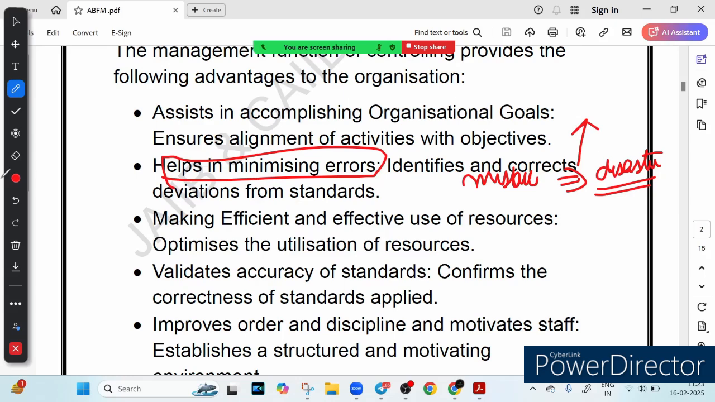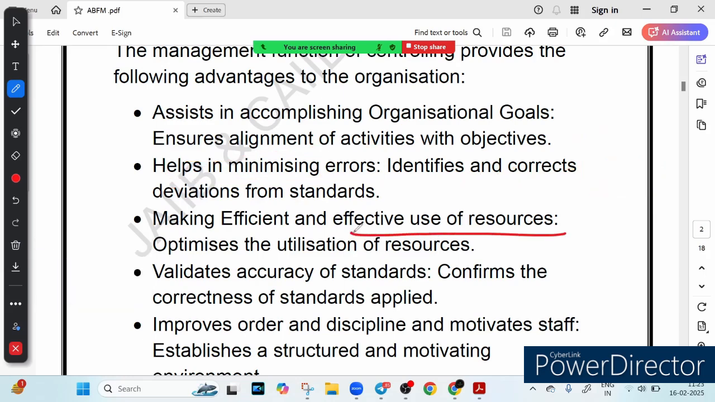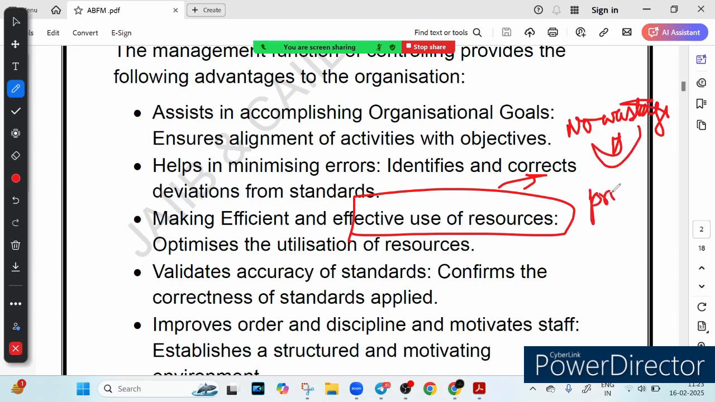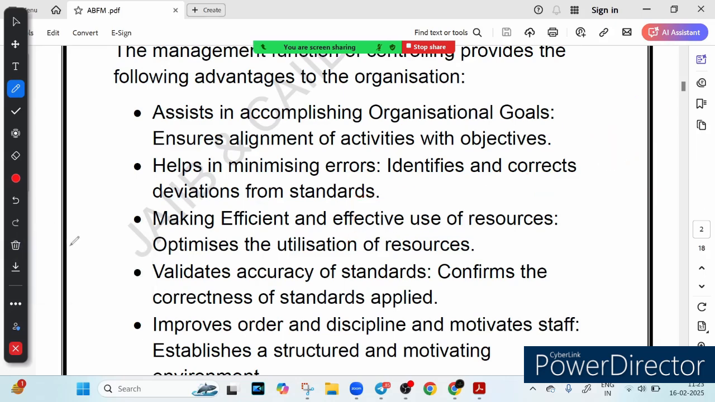The third point is the smart use of resources, or we call it effective use of resources. You know what it is? Controlling makes sure that the money, material, and manpower are used wisely. So it means that if there is no wastage, it means what? It clearly means more profit. No wastage means profit will be higher, and higher efficiency. So this is what is ensured by efficient use of resources, or we call it effective use of resources, or smart use of resources.